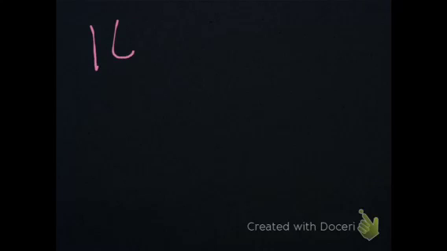So we start off with 16x squared subtract 49. Make sure you pause this video to solve, and then we can check our answer. Okay, so we know that 16 and 49 is the difference of squares.